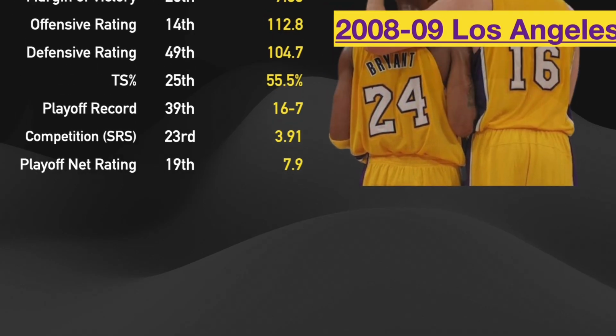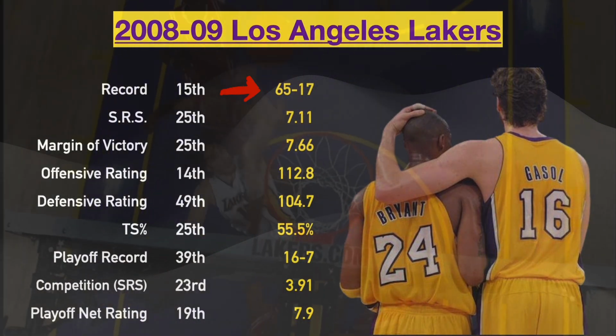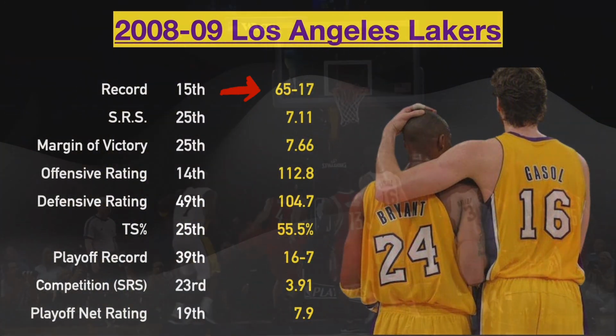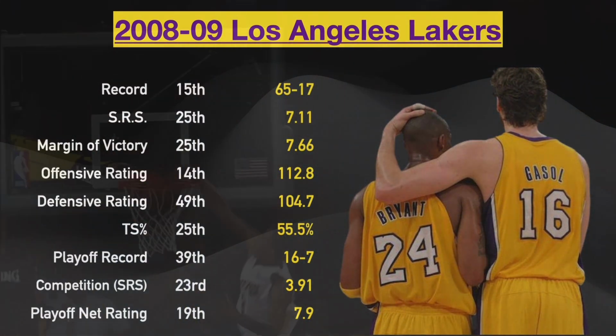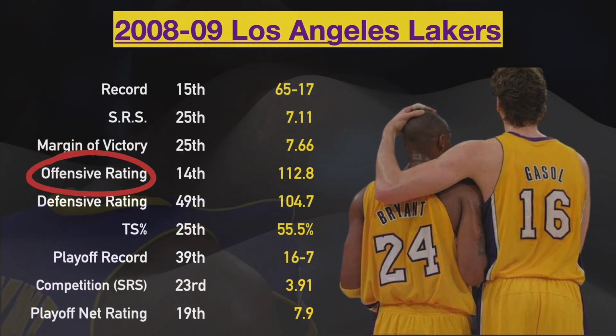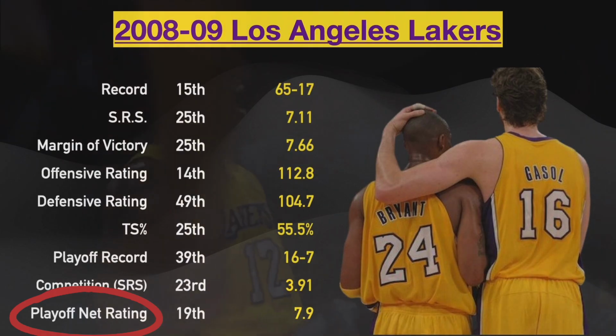The 2009 Lakers had a record of 65 and 17, which places them at a healthy 15th of all time. Their biggest strength was their electrifying offense with Kobe and Pau, placing 14th all time in offensive rating and 25th in true shooting, and their playoff net rating was very solid at 7.9.